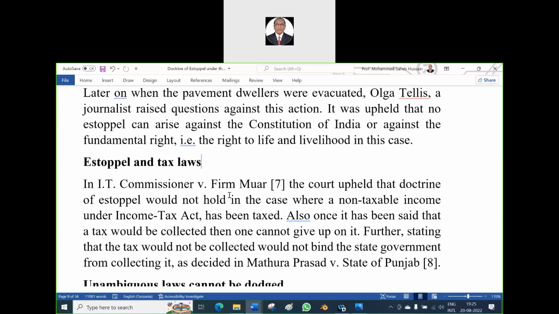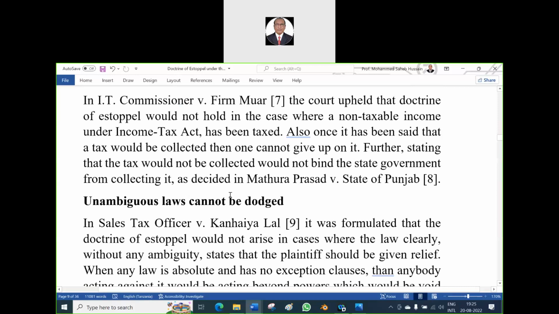Also, once it has been said that a tax would be collected, then one cannot give up on it. Further, stating that the tax would not be collected would not bind the state government from collecting it, as decided in Mathura Prasad versus State of Punjab. Generally, tax cannot be imposed unless they go through all the provisions; then it will come under the taxable limits. Then only he will be taxed. Otherwise, he will not come under the purview of taxation. Is it clear? In case he is taxed, later on he can claim a refund, as he will come under the exemption. For instance, take TDS. TDS is deducted every three months, but later on they will say these are the exemptions, and the amount will be refunded to you and put in your bank. Am I right? Yeah.